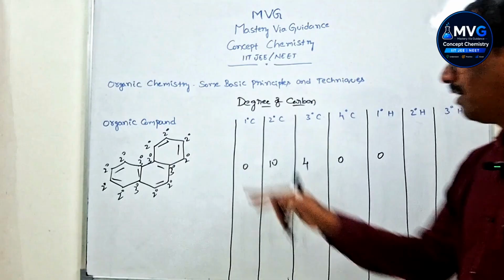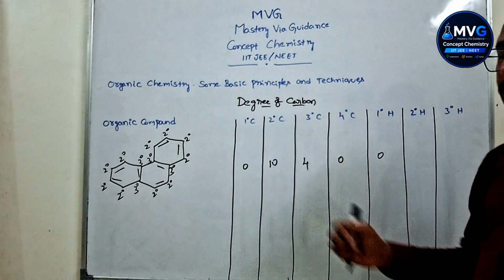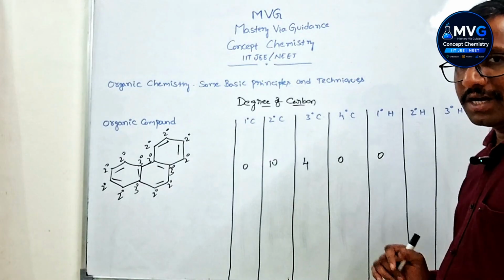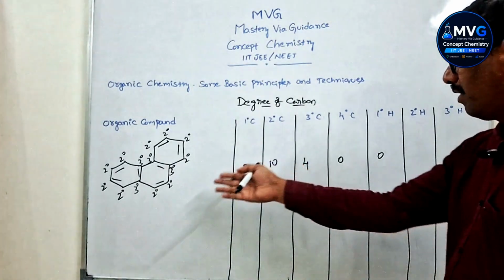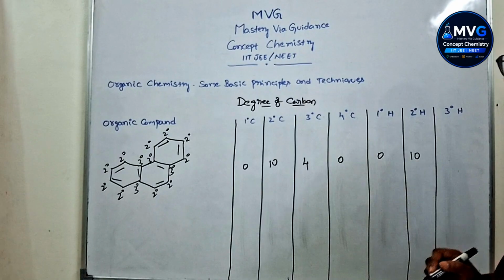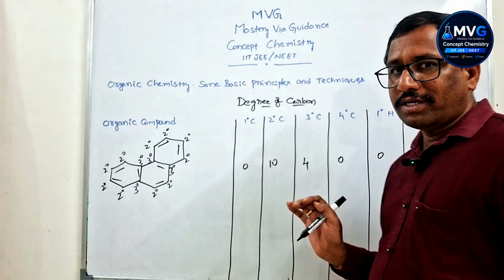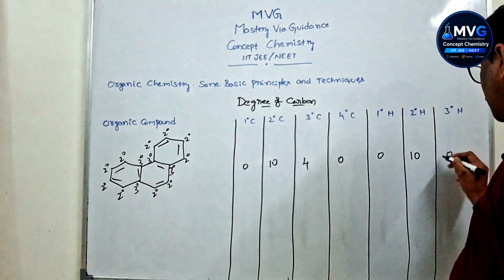Secondary hydrogens: here a double bond is there, students. In benzene type of structures, as many secondary carbons as there are, that many secondary hydrogens will be there. So here secondary carbons 10 are there, so 10 secondary hydrogens will be there. Tertiary carbons are already bonded with a double bond, students, so tertiary hydrogens 0 here.